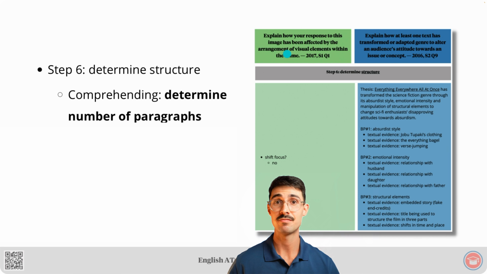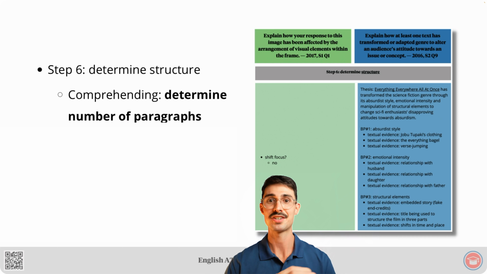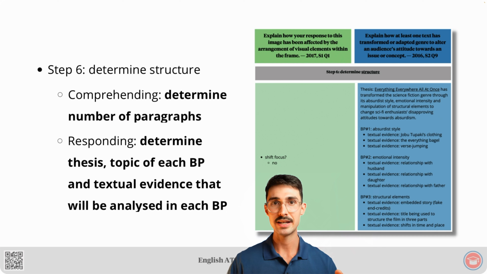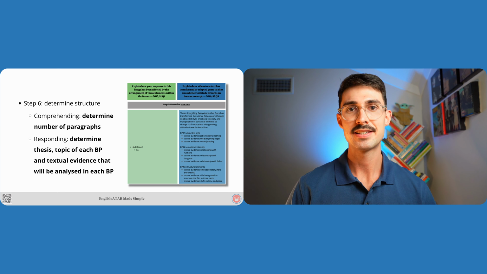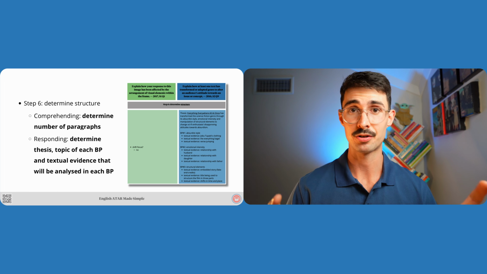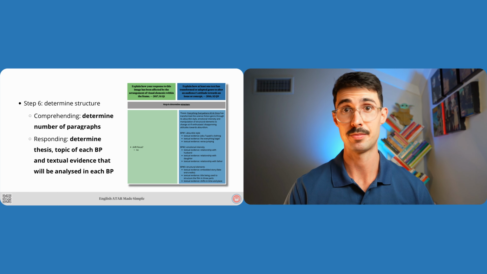In this question, in module 3, we determined the response doesn't shift focus, so therefore it'll just be one long paragraph. For step 6 in the responding section planning steps, it's a bit different. We should determine the thesis, the topic of each body paragraph, and the textual evidence that will be analyzed in each body paragraph, and that is what we did in step 6 of this example here. Based on this example, we can see that step 6 is probably the step that is most different across the comprehending section and the responding sections.